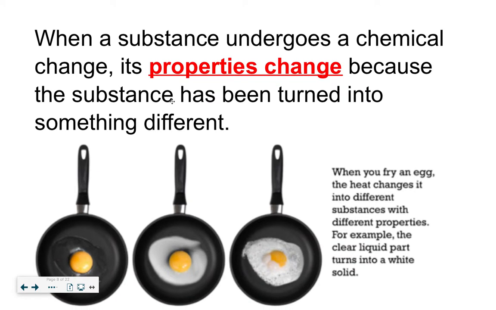So write this down, please. When a substance undergoes a chemical change, its properties change because it's something new. So if you start out over here with a raw egg, you have a clear, gooey substance surrounding the yolk. As you chemically change it by cooking it, it turns into a white solid. Different properties than it had before.